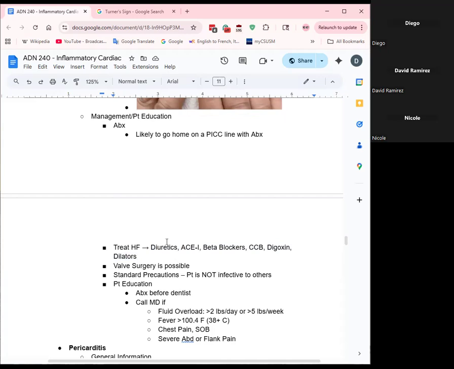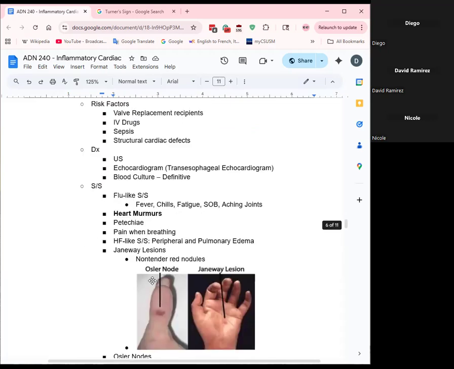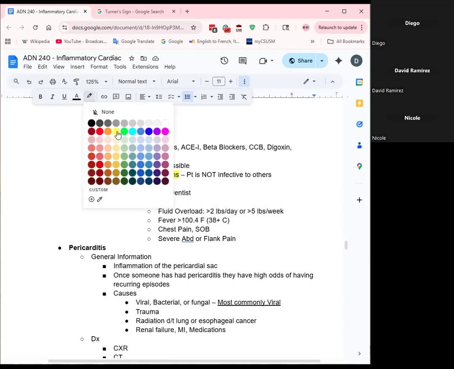If there is extensive damage to the valve due to the vegetations building up in that area, they can get valve surgery, which will then take you back to the post-op for the valve replacement. One of the important things, and I would expect that you are going to get questions on this, is that it is a standard precaution, so they're not infective to other people, because it's all super internal and localized. Patient education is going to be important, so you want to definitely know this one.